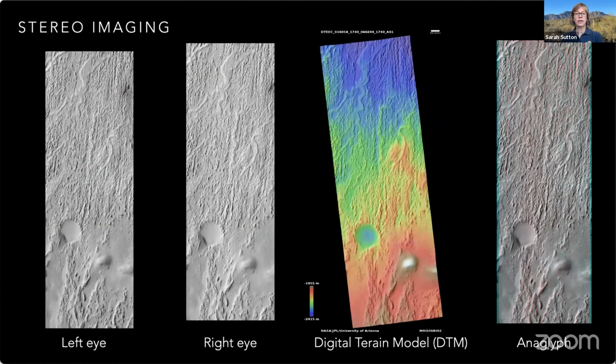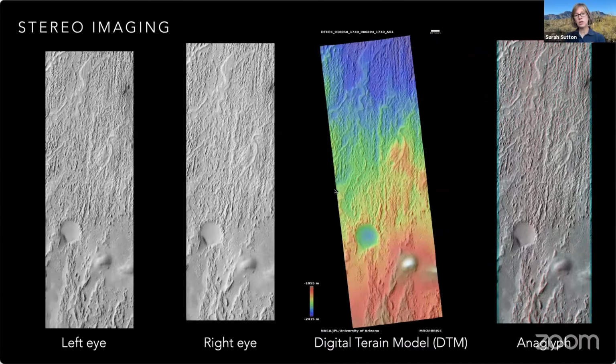So what does this look like? Here is an example of a stereo pair from HiRISE. You can call it the first half and second half of the stereo pair, or the left eye and the right eye view. These are combined in a long, complicated process into a map.